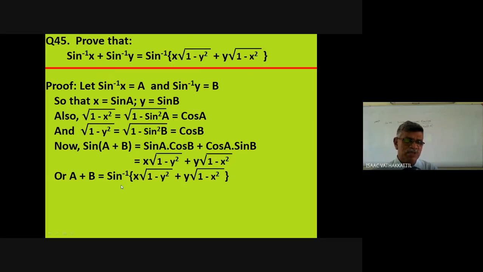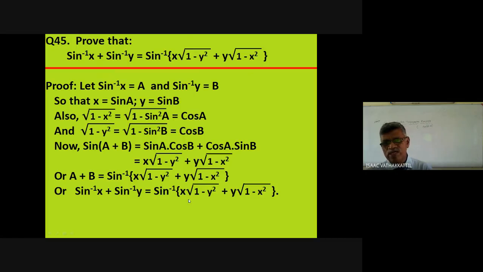So what is A plus B? Sine(A plus B) equals this much. So A plus B equals sine inverse of x into root of 1 minus y squared plus y into root of 1 minus x squared. So sine inverse x plus sine inverse y equals sine inverse of x into root of 1 minus y squared plus y into root of 1 minus x squared.